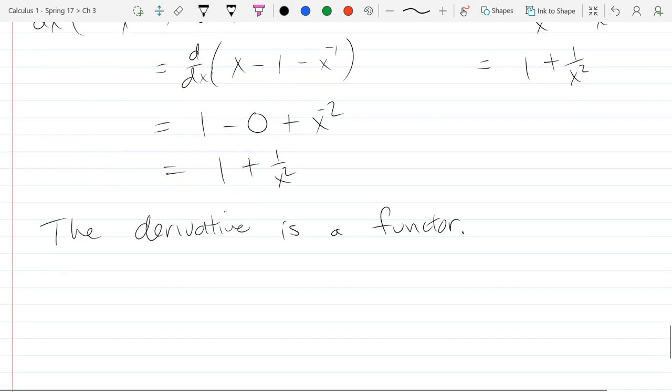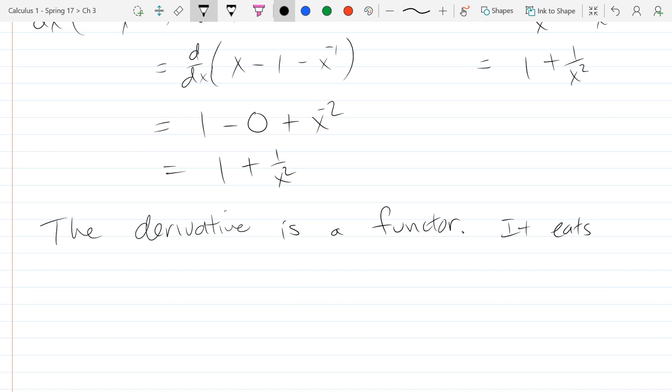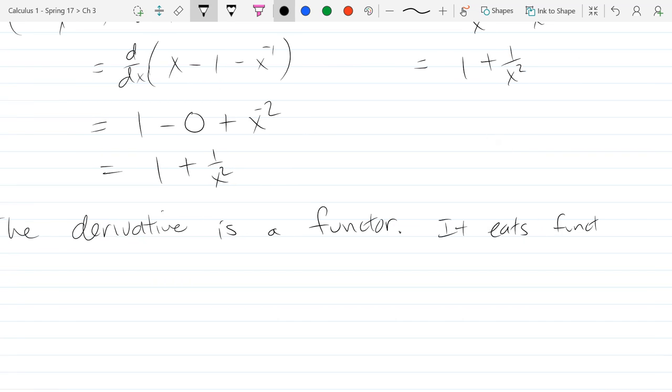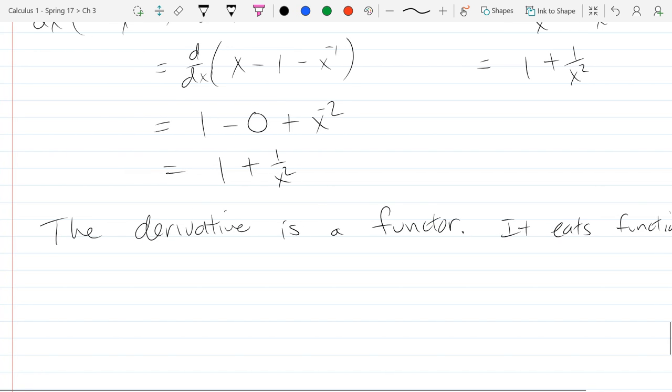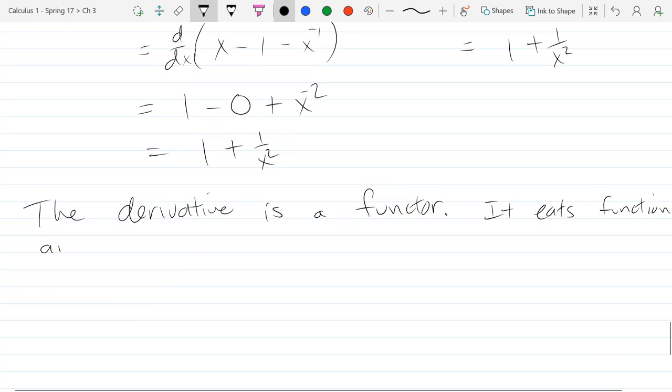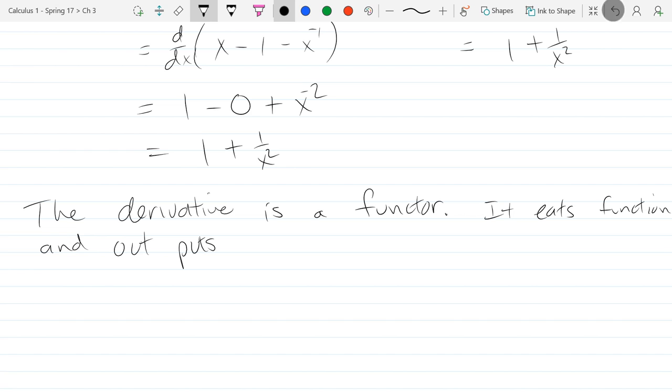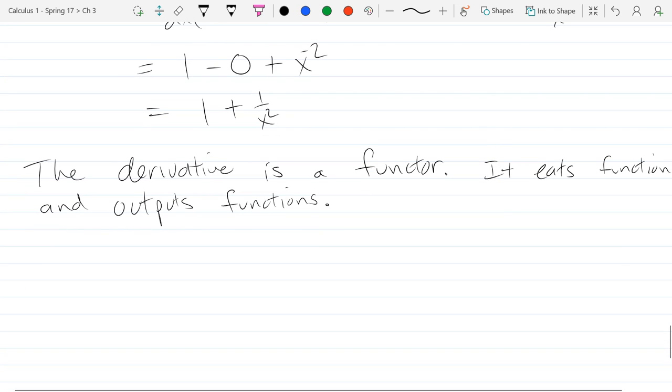So the derivative is a functor. And what that means, it eats functions and outputs functions. That should be one word. So the derivative as an operator looks like d over dx. So if you're going to apply it to something, you write it like that usually.